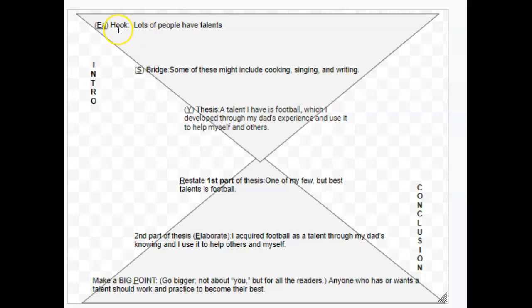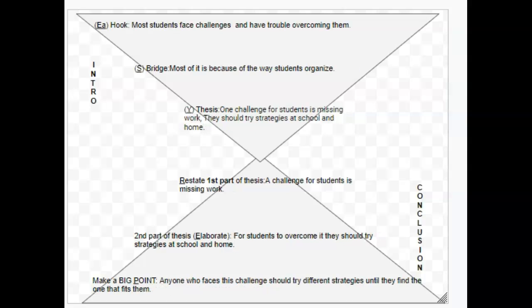Here's your introduction. Lots of people have talents. I feel like that's fair. Some of these might include cooking, singing, and writing. A talent I have is football, which I developed through my dad's experience and use it to help myself and others. Conclusion. One of my few but best talents is football. I acquired football as a talent through my dad's knowing, and I use it to help others and myself. Anyone who has or wants a talent should work and practice to become their best. There you go. Last one.